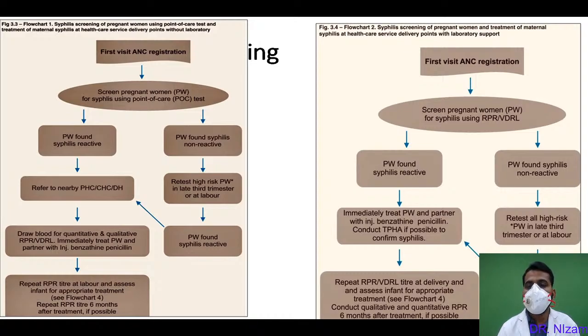At the first ANC registration, ask the patient to get the RPR or VDRL done. If it is found to be reactive, then immediately treat the patient with benzathine penicillin and then go for the confirmatory test, that is the TPHA. And if it is non-reactive, then assess the patient till the third trimester and up till labor. If in this time they are found to be positive, then again follow the same protocol. After treating and after the confirmation, repeat the VDRL at the time of delivery and assess the infant for appropriate treatment. And after the delivery, again after 6 months, call for a repeat sample to assess it.